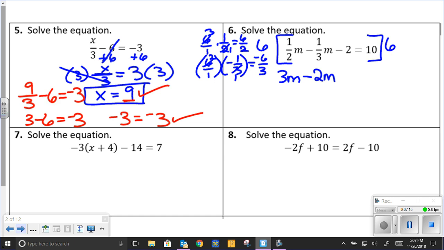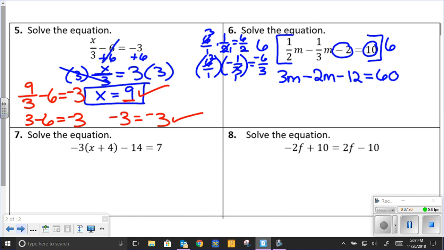All right, so I have this one done. I have to also multiply this by 6. So it's a positive 6 times a negative 2. That gives me negative 12. And I have to multiply this by 6. That equals 60. Okay, once I do all that, now I can combine my like terms.